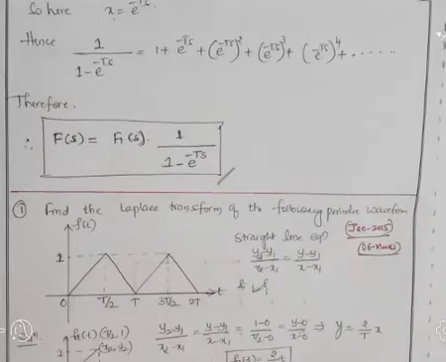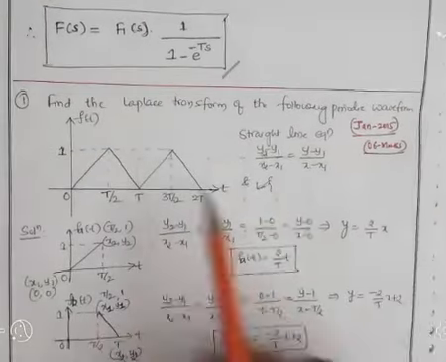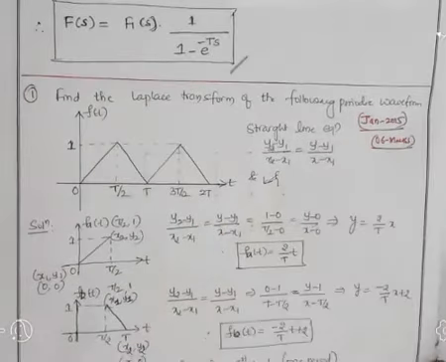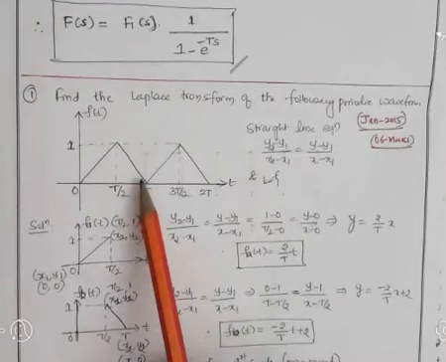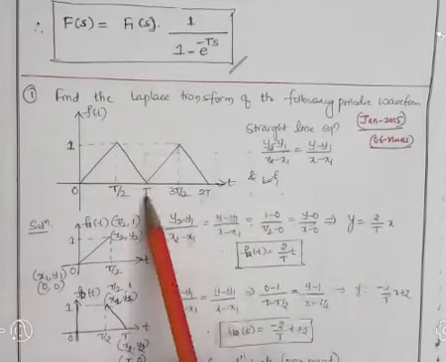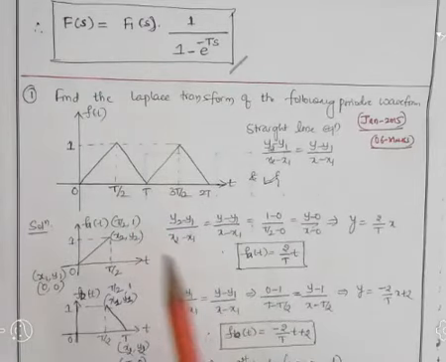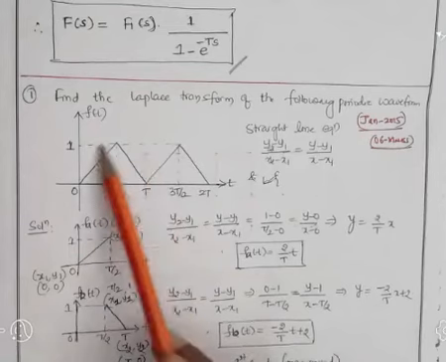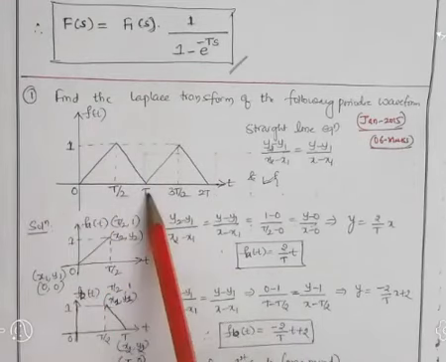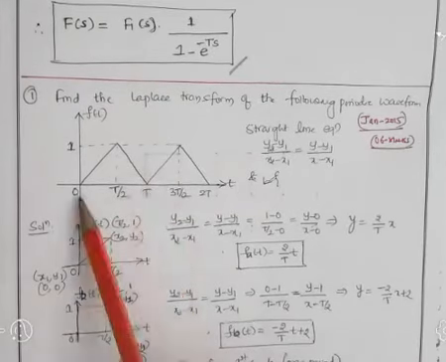So let us see this concept with an example. Find the Laplace transform of the following periodic function. See here, this is a triangular signal. This triangular signal repeats after T seconds, so it is a periodic function. As per the concept, first we have to calculate the Laplace transform only for the first cycle, that is 0 to T.